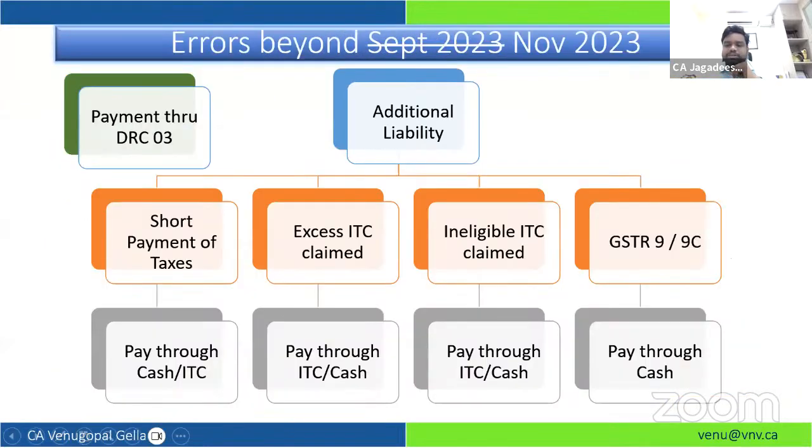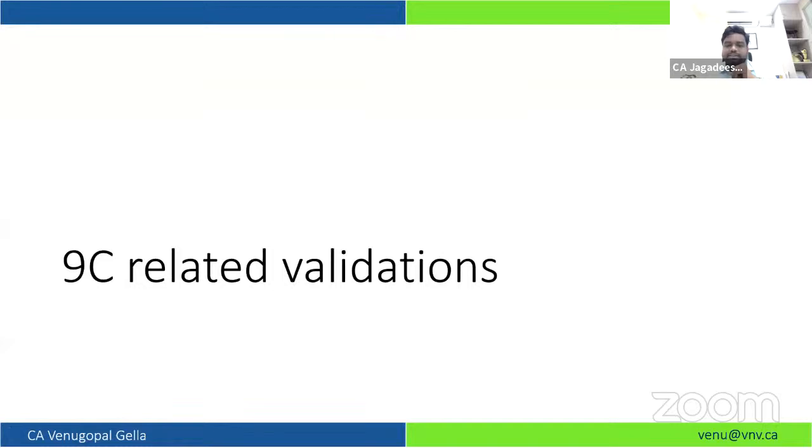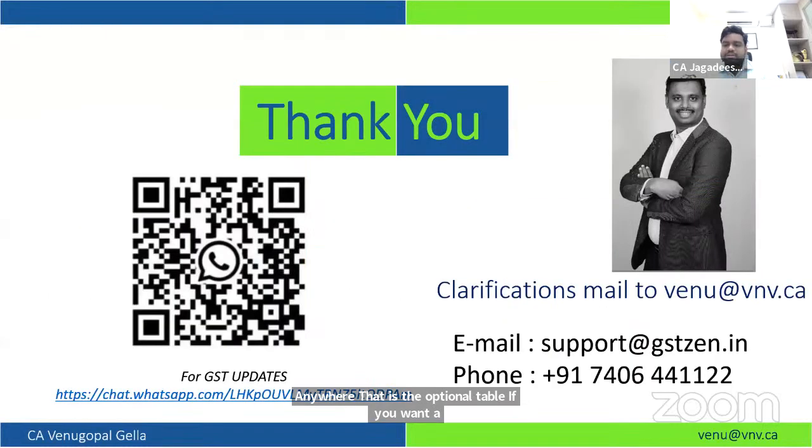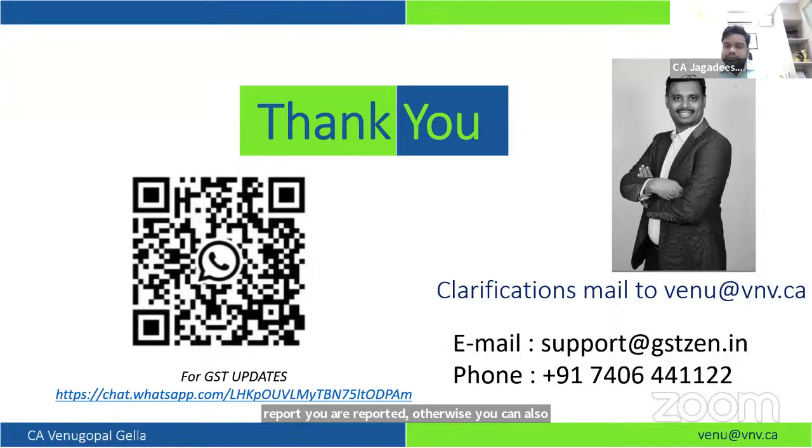Anyway, that is the optional table. If you want to report, you report it. Otherwise, you can also ignore it. So there is a rule with two tables, temporary and permanent.